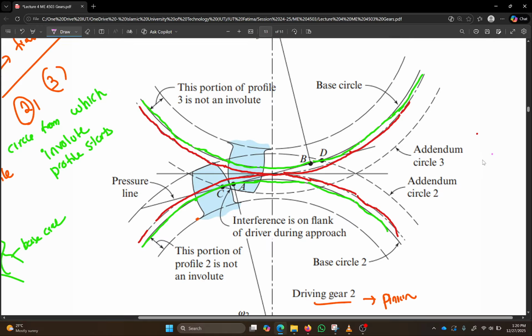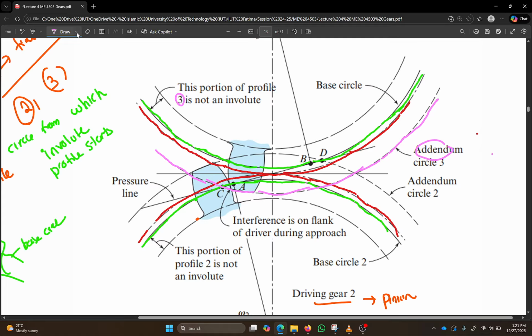As you see, let's look at the addendum of gear 3. Where is the addendum of gear 3? It's of course above the pitch circle. This is the addendum of gear 3. This is the addendum circle, it's marked here. This is the addendum circle of gear 3.